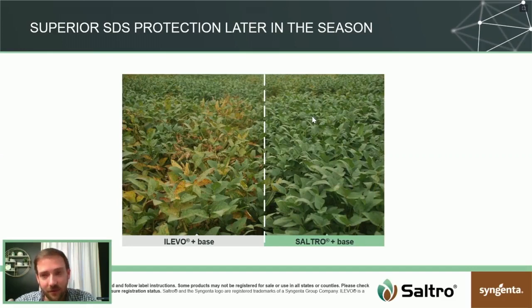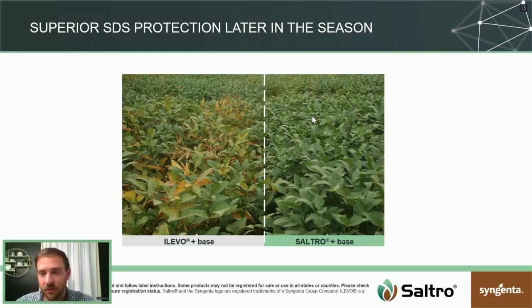The difference is, if you look at the right-hand side of the screen with Saltro, these are the label rates for SDS of the two treatments. We put them on the exact same fungicide insecticide base. And you can see the dramatic difference in terms of SDS protection that you're getting from Saltro in this trial. That's not to say that a couple weeks down the road, you wouldn't come and start to see some SDS symptomology on the Saltro side. It's not a cure.